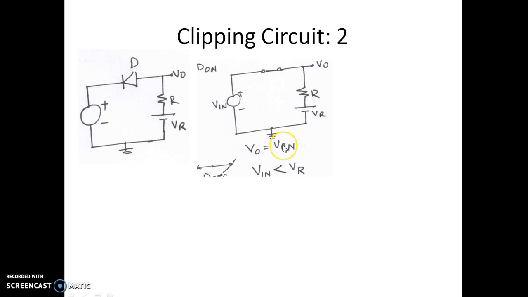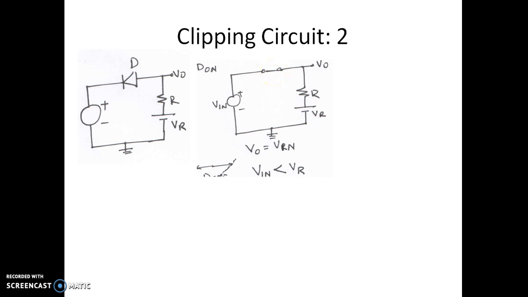V0 is actually equal to Vin. This is not VR, this is Vin. So whatever input voltage is available will appear at the output. So V0 is equal to Vin. This will occur when Vin is less than VR. If the input voltage is less than VR, the voltage at the N terminal is less than the P terminal. If the voltage at the N end is less than the P terminal, the diode is on.